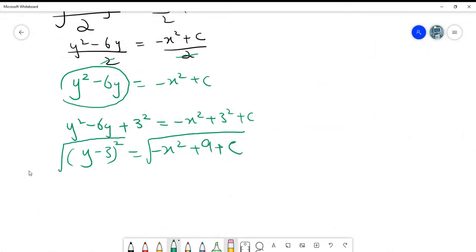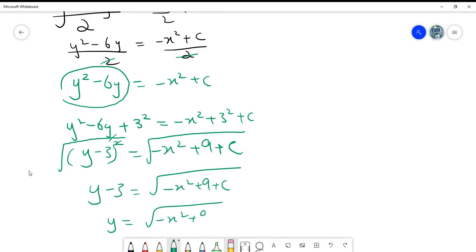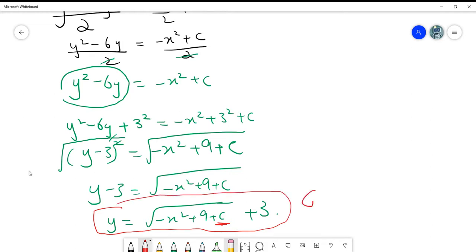Eventually, if we want to make y the subject, we'll have to square root both sides. So square rooting both sides will leave us with y minus 3 equals the square root of minus x squared plus 9 plus c. And then eventually y equals the square root of minus x squared plus 9 plus c, plus 3. Remember, we've not found the value of c because we were not given any initial boundary conditions in this question. So this is the general solution of our equation and not the unique solution.